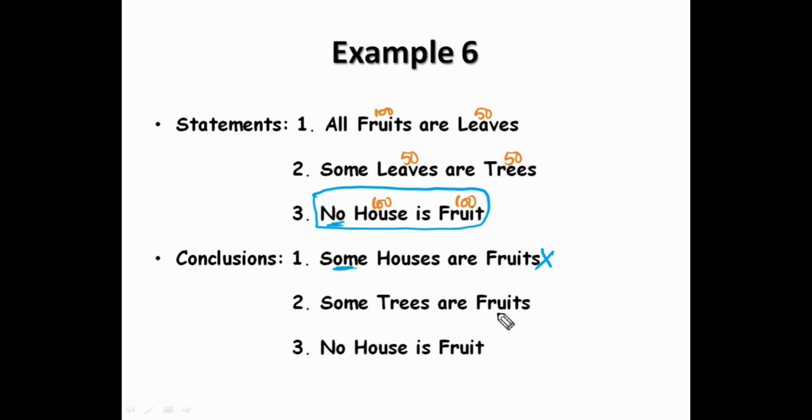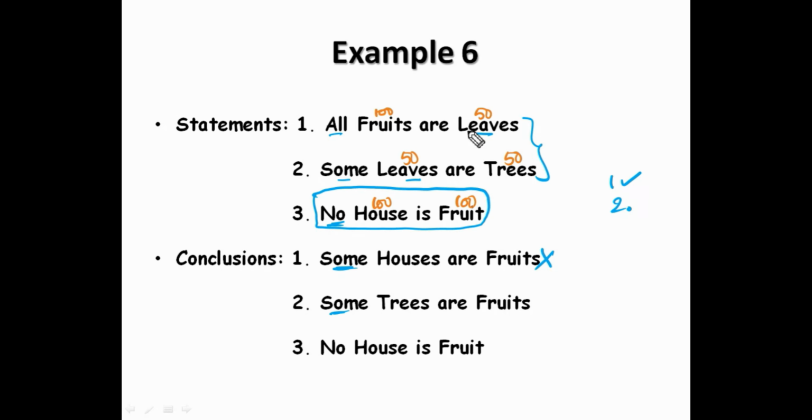Next. Some trees are leaves. Some leaves are fruit. Trees and fruit, first and second. Combining first and second, leaves is common. By taking this one as common, trees and fruit, we can get the relation. This is positive and this is positive. Result must be positive. That is okay.